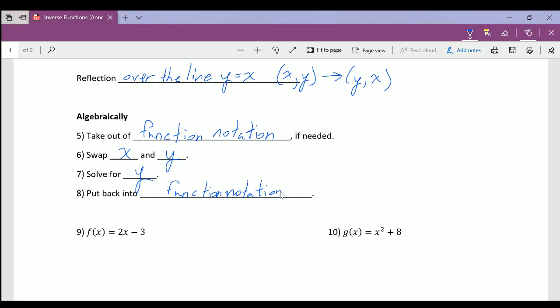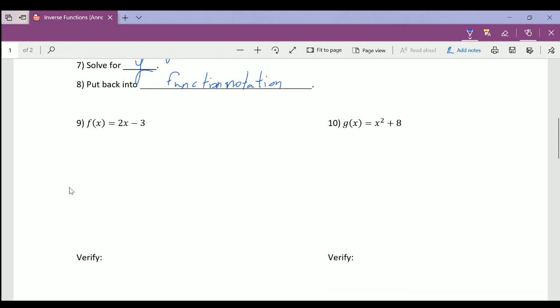All right, so let's do one. Scrolling down here. Number 9. It is in function notation because there's an f of x here. f of x or g of x or however it's done is synonymous with y. So we'll go ahead and just change that into a y. So now we have y equals 2x minus 3. And the next step is to swap your x and your y. So now it's going to be x equals 2y minus 3.